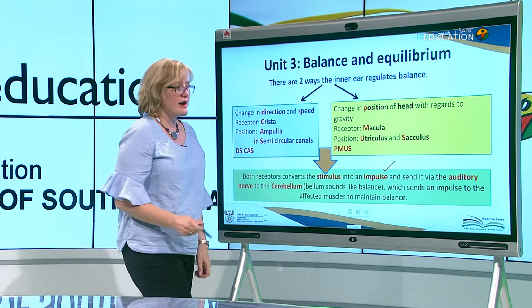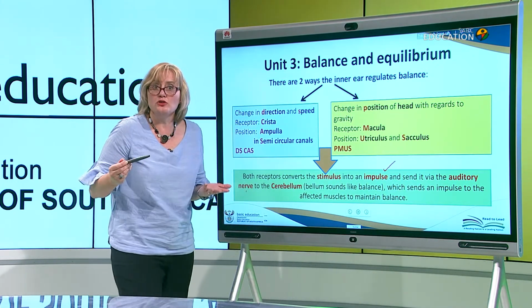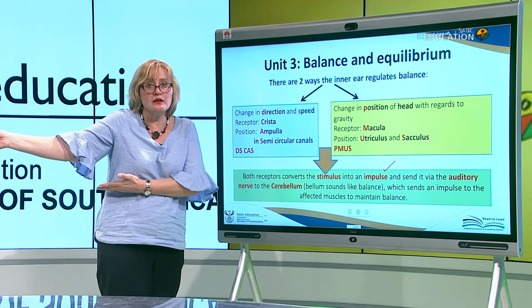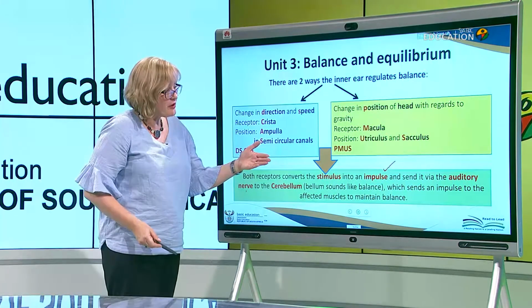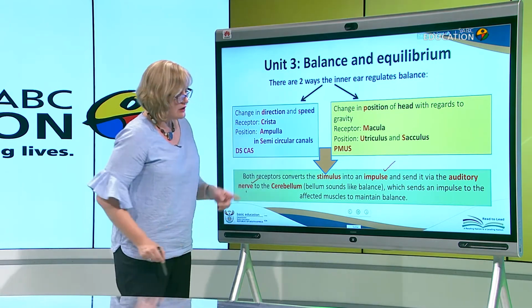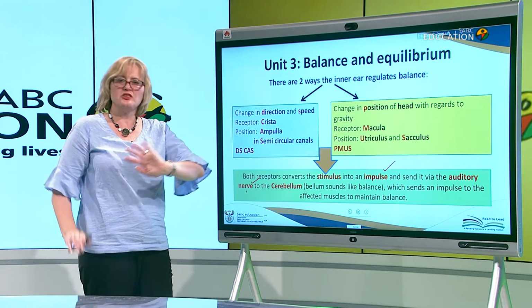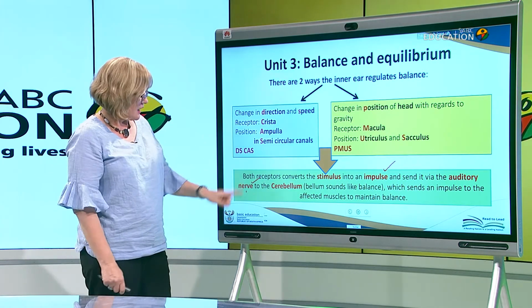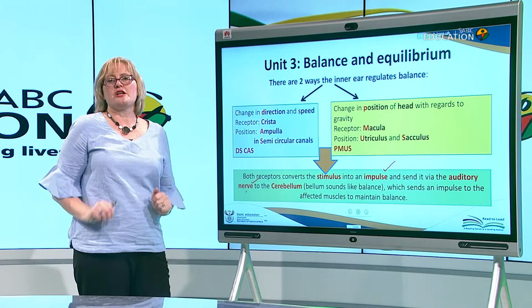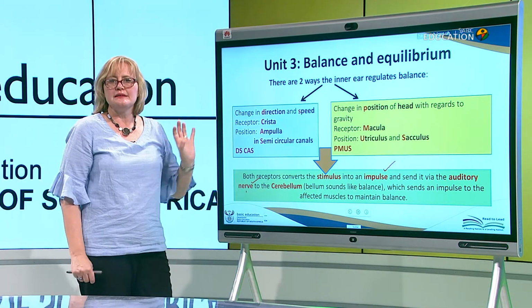And it sends it via the auditory nerve, which is also the same with the hearing. This impulse is sent via the auditory nerve. That's another mark there. So if you remember that sentence up to there, you get 2 marks. Whether it's hearing, balance, you are settled, 2 marks. To the cerebellum. Now this is where it changes, because this is now to do with balance.